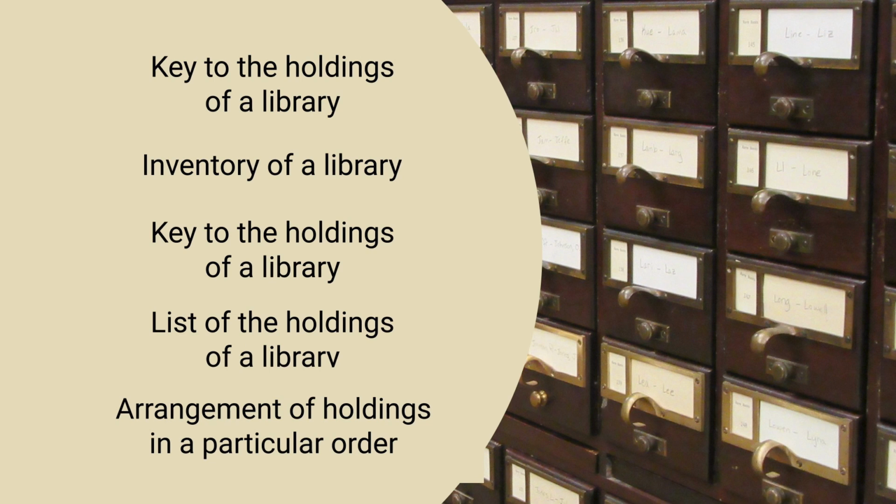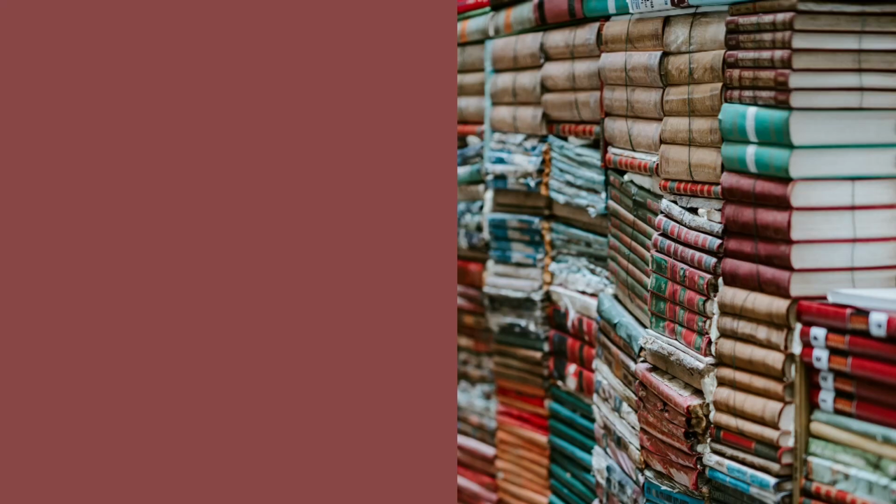But I again caution you that a library catalog is more than a list. It is something in addition to just listing all these resources in a library, and that is why the last statement here is that it is an arrangement of the holdings in a particular order. So the library catalog takes care of this fact that this is arranged in a particular order, because we need to inform our users about all these holdings.